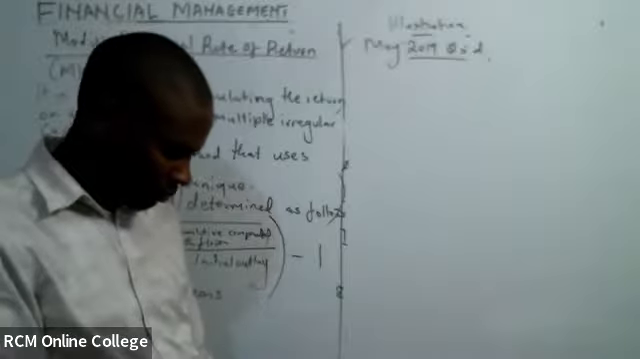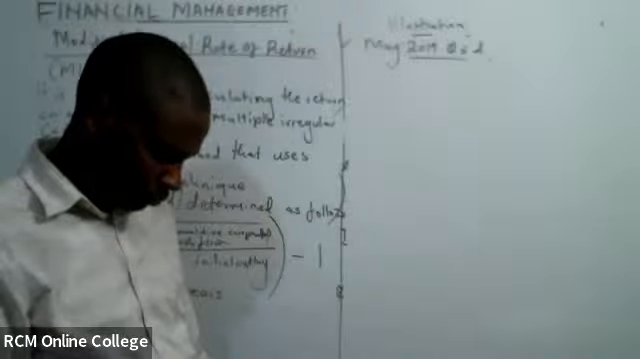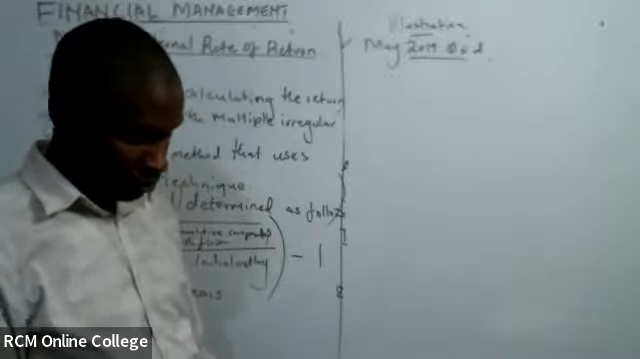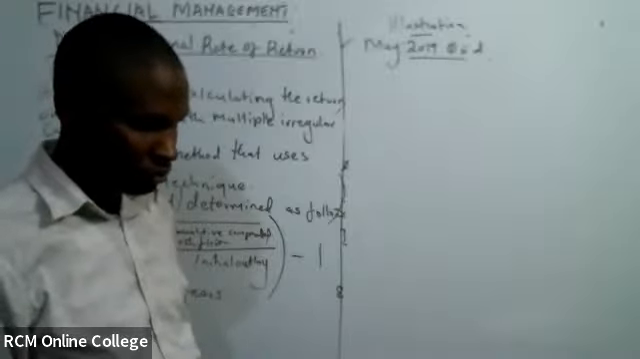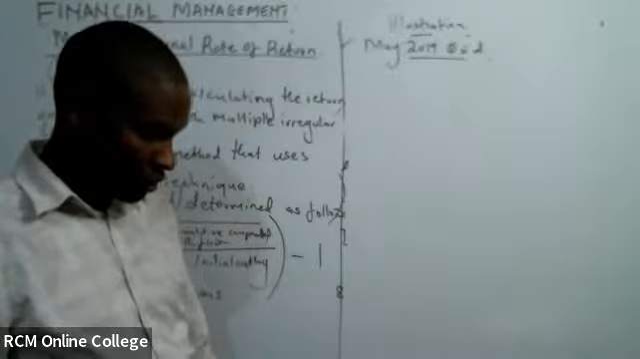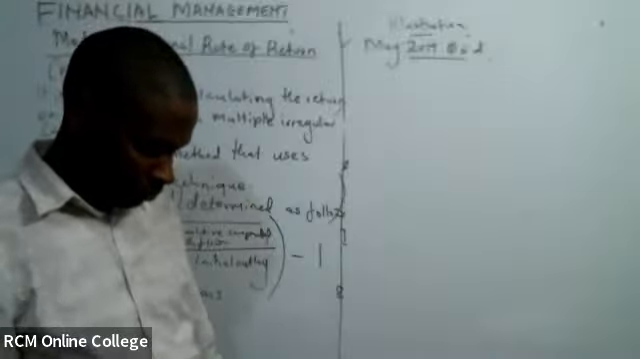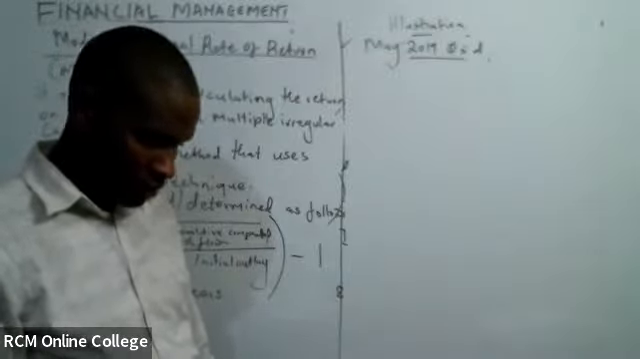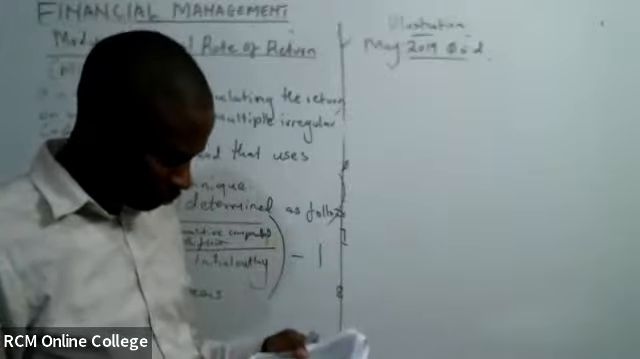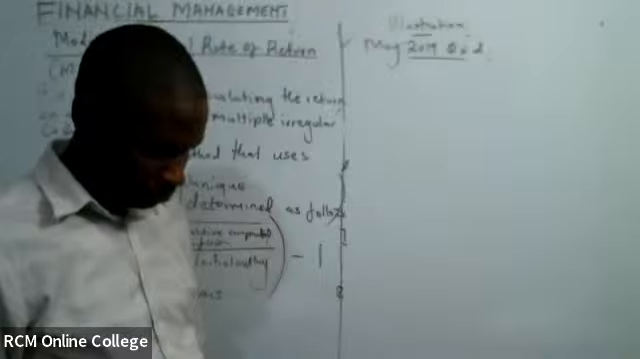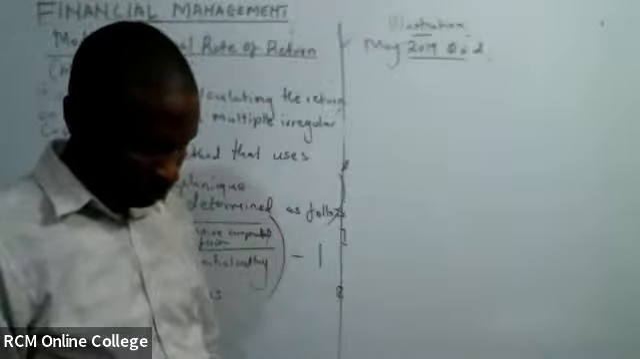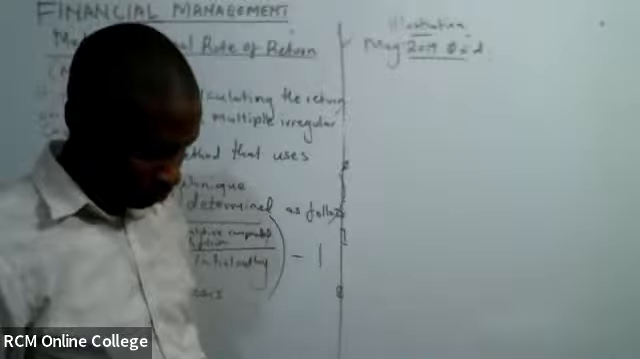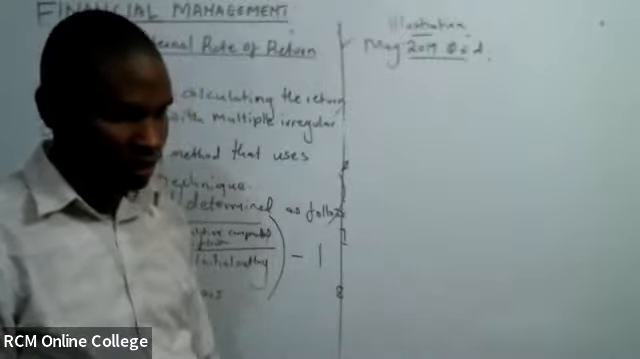Are we there? Yeah, we are having some cash flow here. May 2019, 5B. Yeah, here we are.